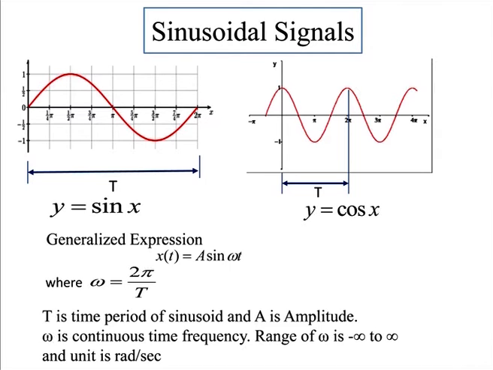A is the amplitude, omega is the continuous time frequency, the range of omega is from minus infinity to plus infinity, and the unit is radian per second. Please keep this in mind: omega in the continuous time domain has the unit radian per second.